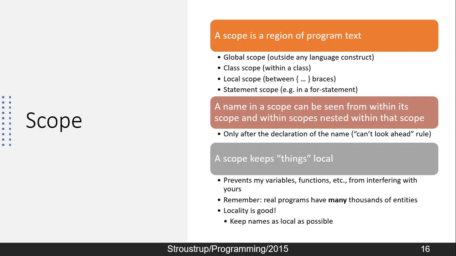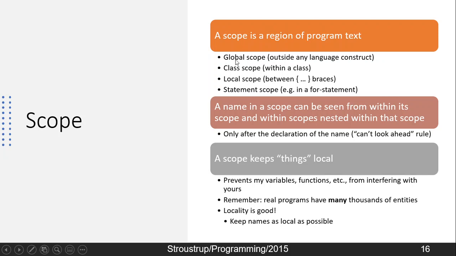So we've talked about this one. We mentioned the term scope in a previous slide. So we said that a scope is a region of program text or program code. Program text refers to program code. So the code that you're writing, scope is basically a region of that code. Okay. Now there are different types of scope. Global scope, we talked about that.